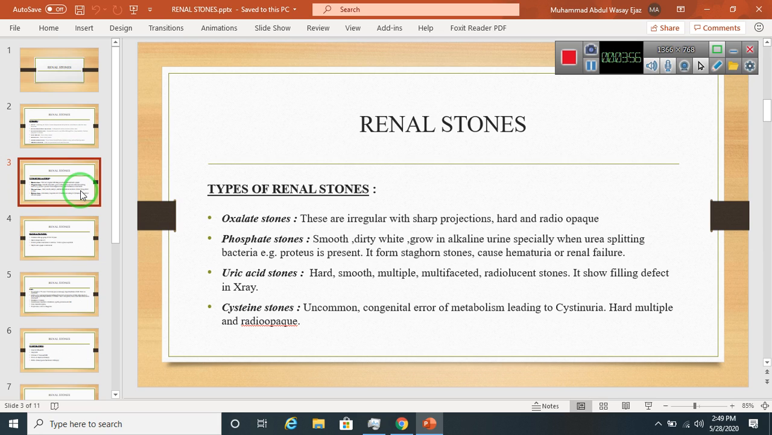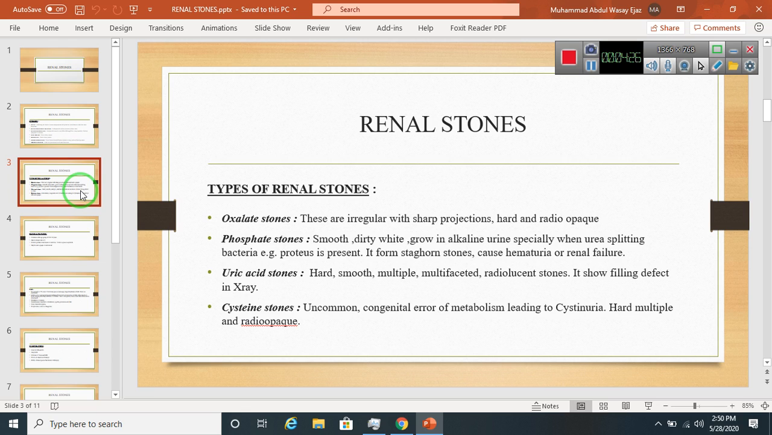Number two is phosphate stones. Smooth, dirty white, they grow in alkaline urine, especially when urea splitting bacteria, for example Proteus, are present. They form staghorn stones and cause hematuria and renal failure. Staghorn stones are those stones which take the form of the calyces, and they are difficult to remove.